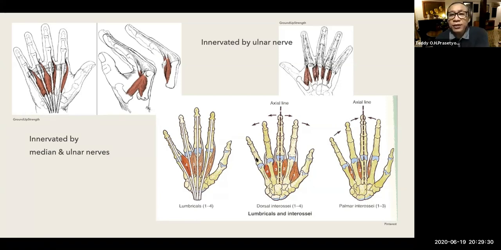We do not have the abductor here for the little finger because we have the abductor digiti minimi, if you still remember, in the hypothenar bulk of muscles. All right? So the extensors are mostly innervated by the radial nerve, while the interossei muscles are innervated by the ulnar nerve. This is pretty different from the lumbricalis muscle. The lumbrical muscles are innervated not only by the ulnar nerve, but also by the median nerve.